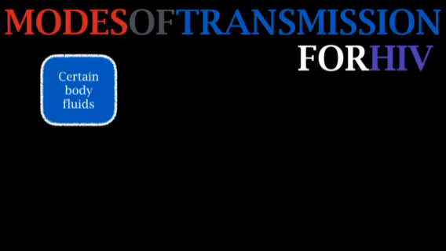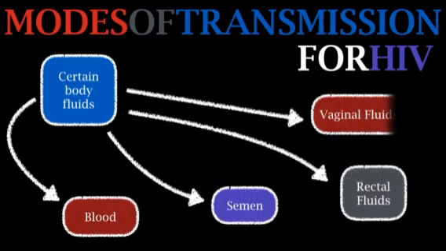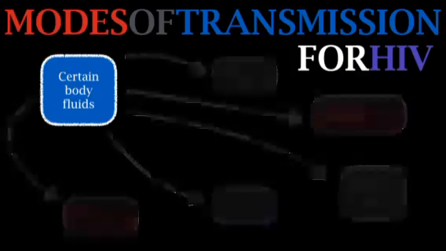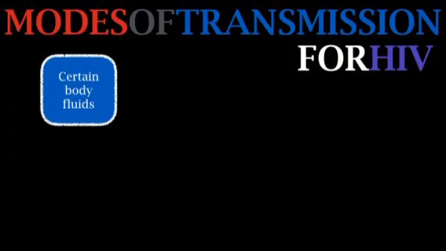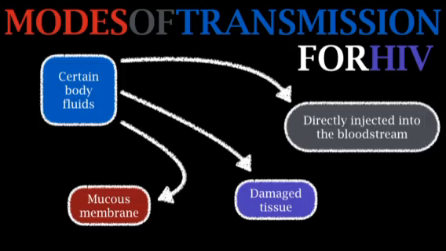How is HIV transmitted? Only certain body fluids can transmit HIV. These are blood, semen, rectal fluids, vaginal fluids, and breast milk. These fluids must come in contact with a mucous membrane, damaged tissue, or be directly injected into the bloodstream for transmission to occur.